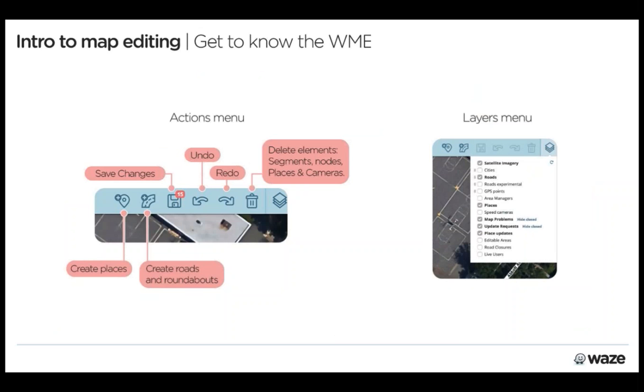So, as promised, we have a zoom in of the action menu and the layers menu. In the action menu, you can do quite a few things. You can create places, and we'll show you categories of the places later on. Create roads and roundabouts. You can save changes, very important. Undo and redo. And you can delete elements on the map.